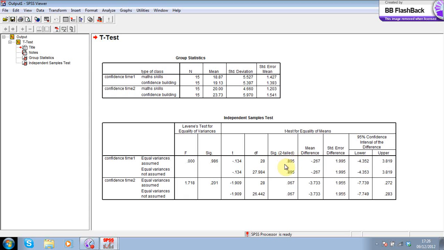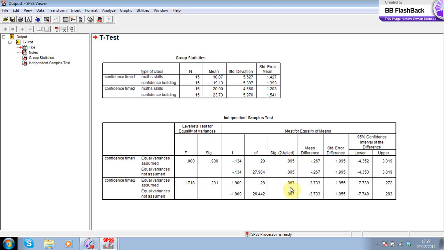This is our p-value for the test of whether there was a difference at time 1, and you can see that that is above the level of 0.05. So we wouldn't report any of these numbers in our write-up of this piece of work. We would simply say that there was no significant difference between students on the math skills course and those on the confidence building group before they even undertook these courses.